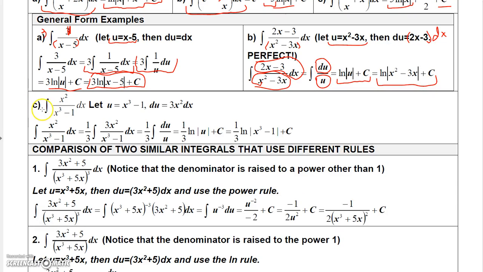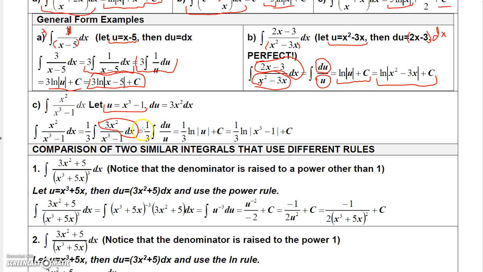Okay, this one here says x squared over x cubed minus 1. So if I let u equal x cubed minus 1, then du is 3x squared dx. And so I need a 3 in here. So if I multiply the inside by 3, then I've got 3x squared dx. And when I do that, I have to multiply the outside by 1/3.